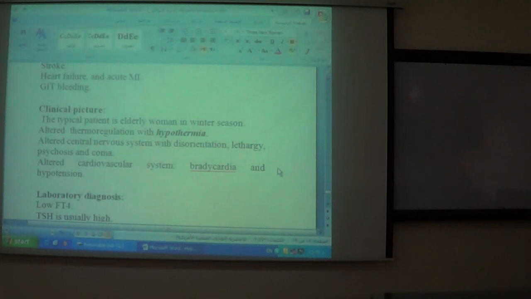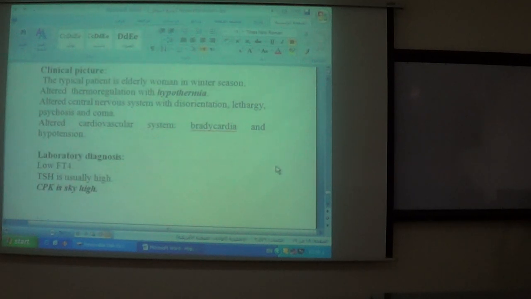Here the patient is hypotensive. So we have failure of the three major items: the cardiovascular, CNS, and thermoregulation, compared with thyrotoxic crisis. Again cardiovascular, CNS, thermoregulation, but in the other direction, only for thermoregulation. There is hyperpyrexia there, here there is hypothermia, maybe 31, 32, 33, very, very low body temperature.